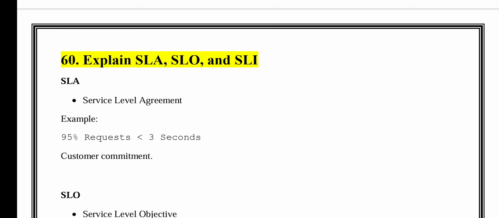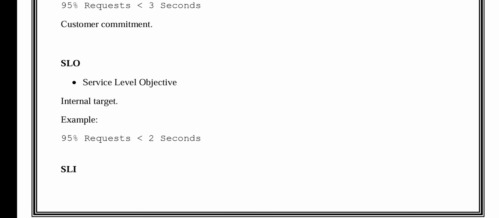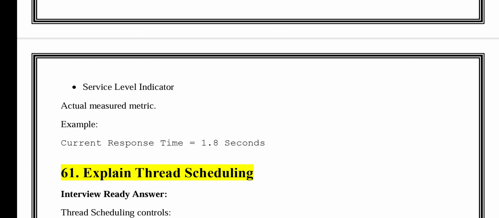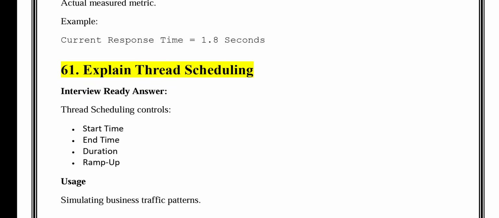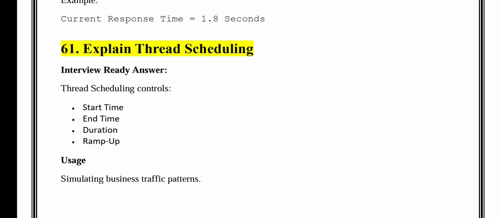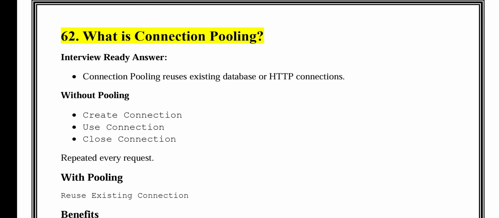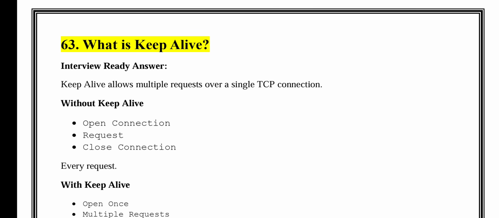Explain SLA, SLO and SLI. SLA stands for service level agreement, SLO stands for service level objective, and SLI stands for service level indicator. I can explain with a definition and a sample example. The next question is about thread scheduling. What is connection pooling? And what is keep alive?